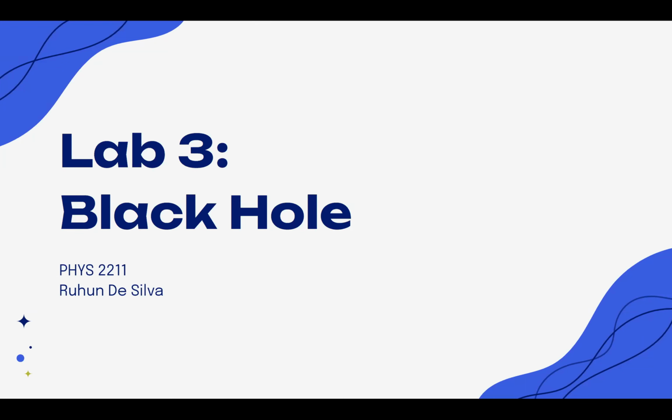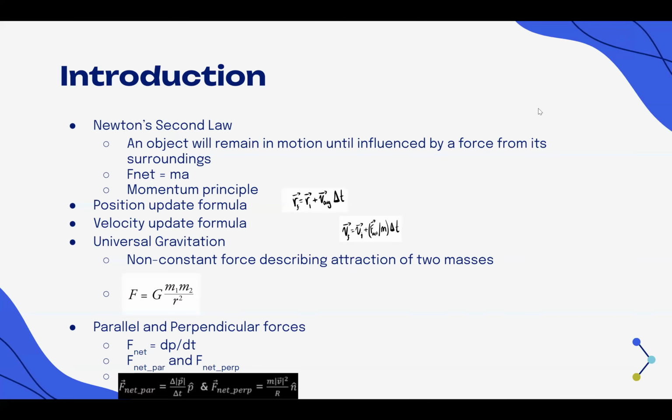This is my lab 3 on black holes for Physics 2211. This lab will again use Newton's second law, which states that an object in motion will remain in motion unless it is influenced by a force. This force is F net, which is equal to mass times acceleration, and we will also be using the momentum principle to derive the position and velocity update formulas that we will use later.